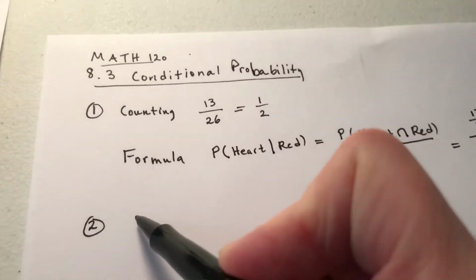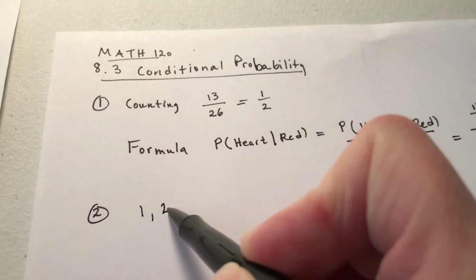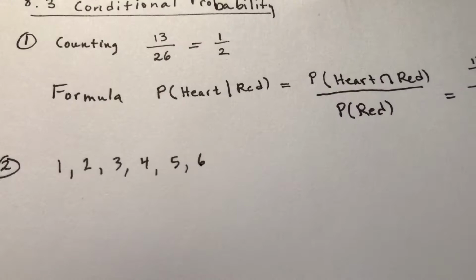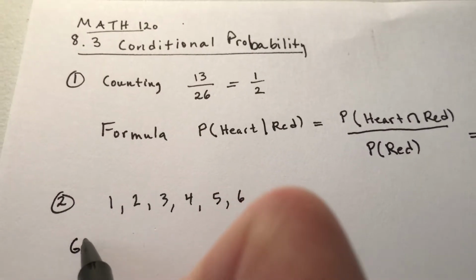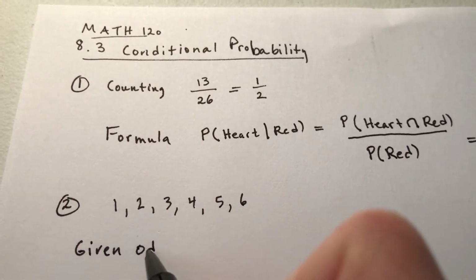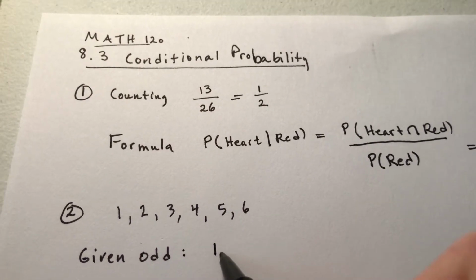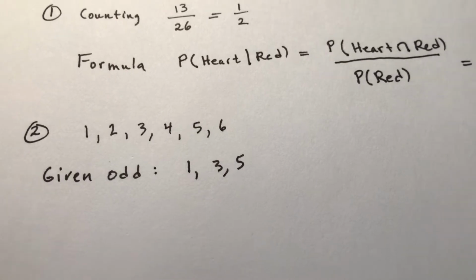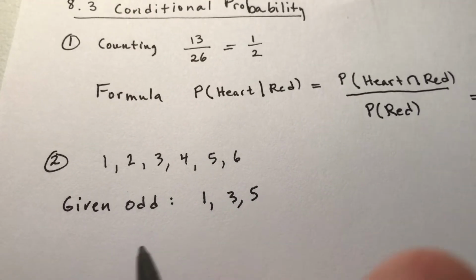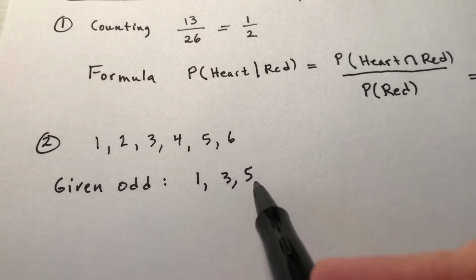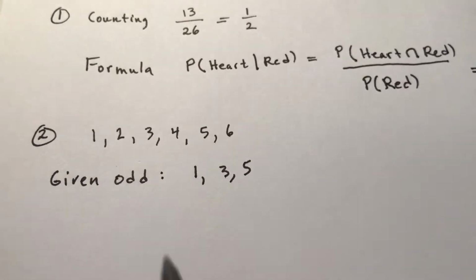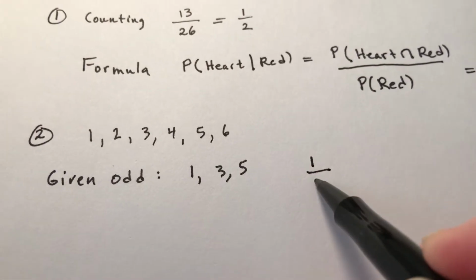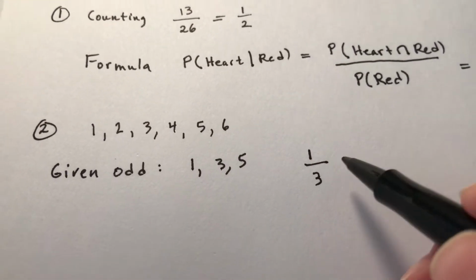So we know the sample space for a die is 1, 2, 3, 4, 5, 6. Now we're given that it's odd. So we know that it came up a 1, a 3, or a 5. So our sample space has changed. Now it's asking what's the probability that it's a 3 given that it's odd. So we don't even have to look at that sample space anymore. We see that there's a 1 chance in 3. And that's just counting.